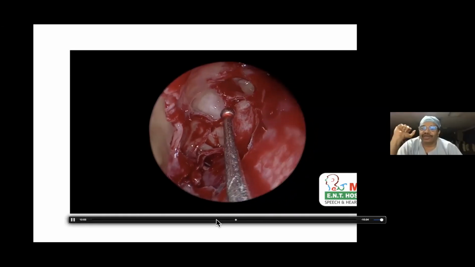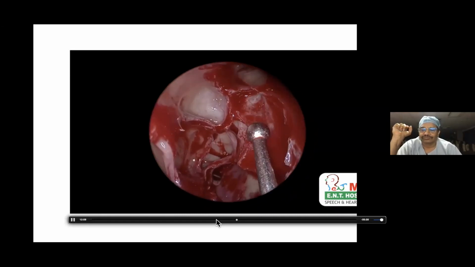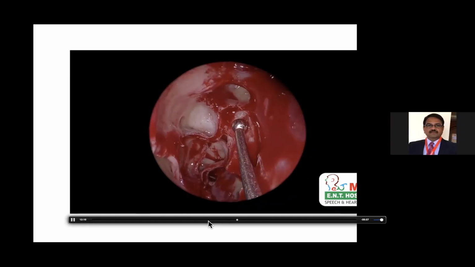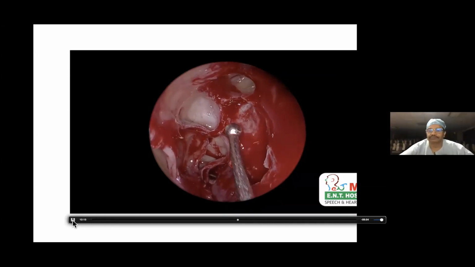That is the anterior ethmoidal artery model. That is the skull base. In fact, my ball probe is pointing at the skull base. If you just push the instrument, you will enter the anterior cranial fossa, and you will get a CSF leak very easily there.